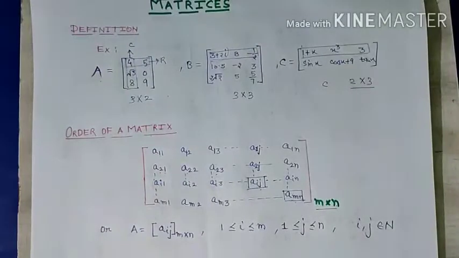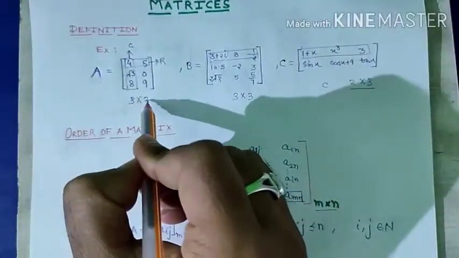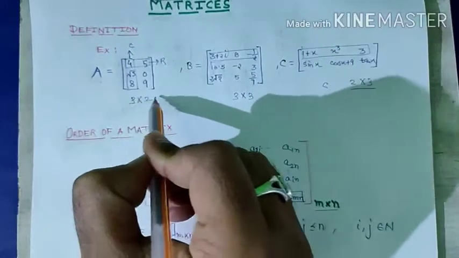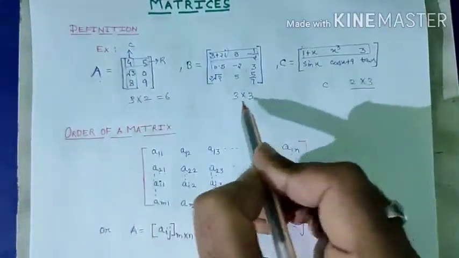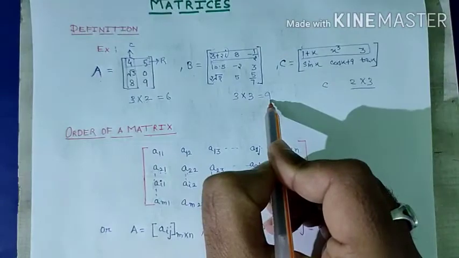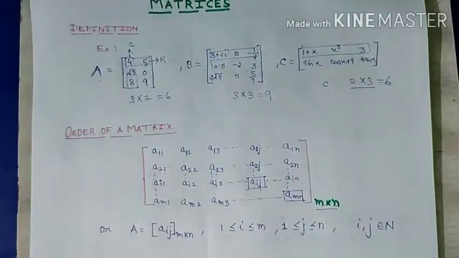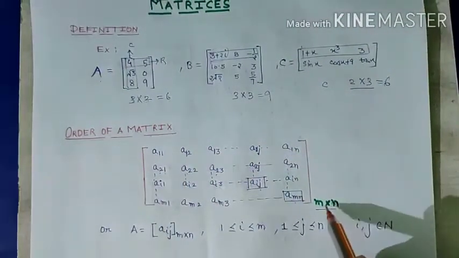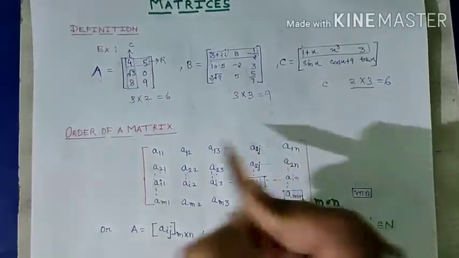Now one more important fact which you must know is that we can find the number of entries or elements by just multiplying rows by columns. So you'll be getting 6 here, so it means 6 elements in this matrix. Here also you'll have 9 elements in this matrix, and here 6 elements in this matrix. Similarly, here you will have m by n, it means mn entries in this matrix.